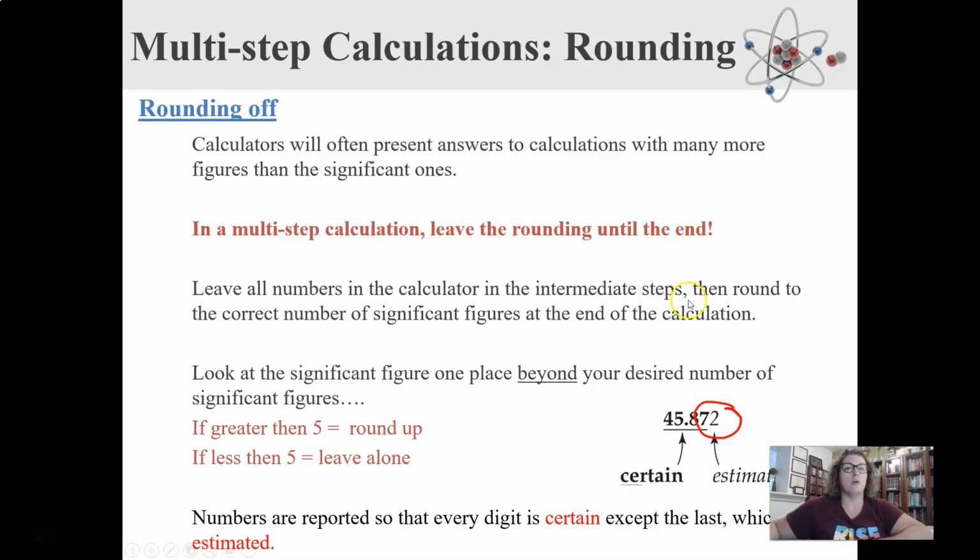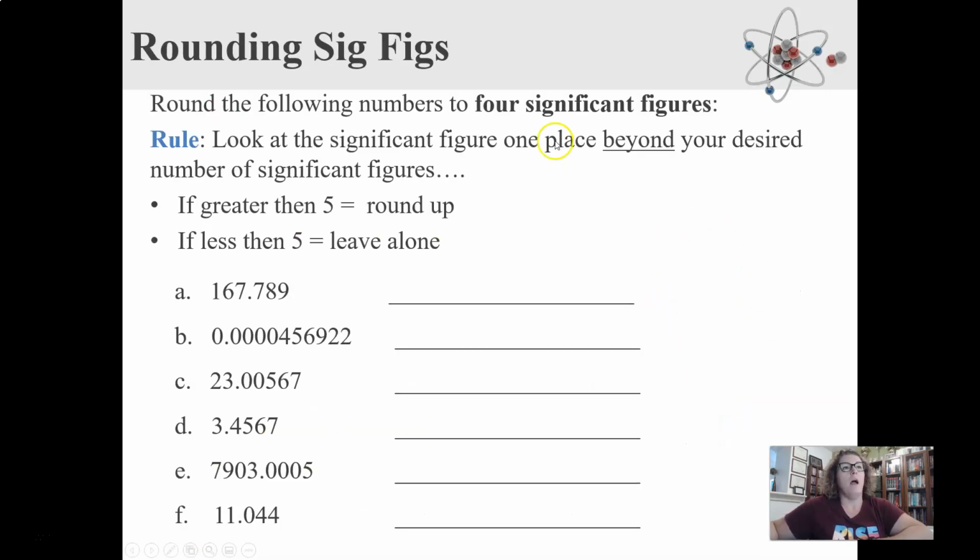Okay, so in here, I want to practice also, before we get to the multi-step, when you need to round something to only 4 Sig Figs. Okay, so I kept the rule right there. Higher than 5, round it up. Below 5, leave it alone.